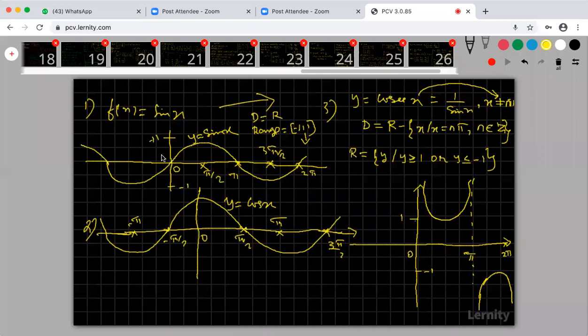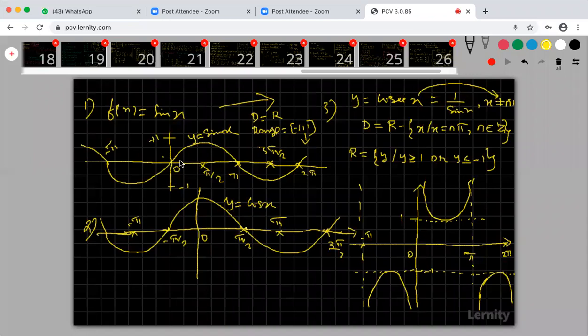This is 0 and this is minus pi. For 0 to minus pi, your sin x curve is coming like that, but your cosecant x curve comes like this. So this is your cosecant x. Now look at that, this is your 1 and this is your -1, because this is a reciprocal function.